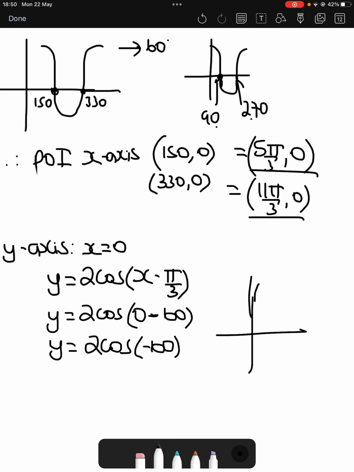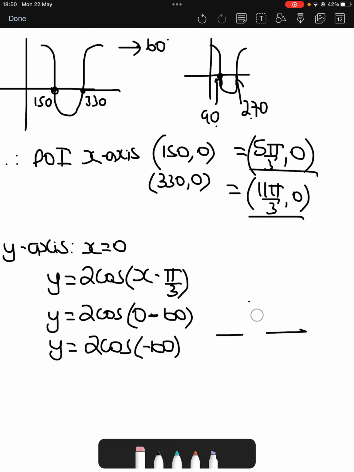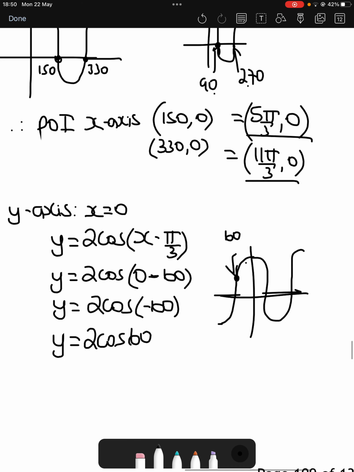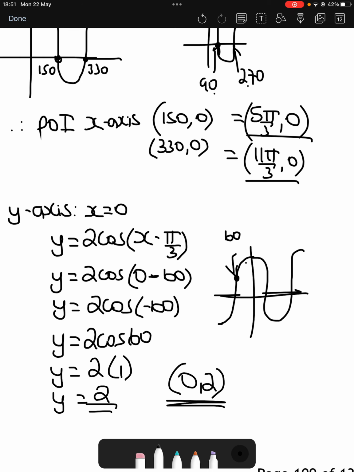Now if we draw a cos graph, I'll make it a bit neater. Okay, and we think about, well, if we extend it back the other way, okay, where's 60? It's going to be in there. So it's the same as the positive of it. Cos of 60 is 1, using your exact values. So it cuts the y-axis at 0, 2.